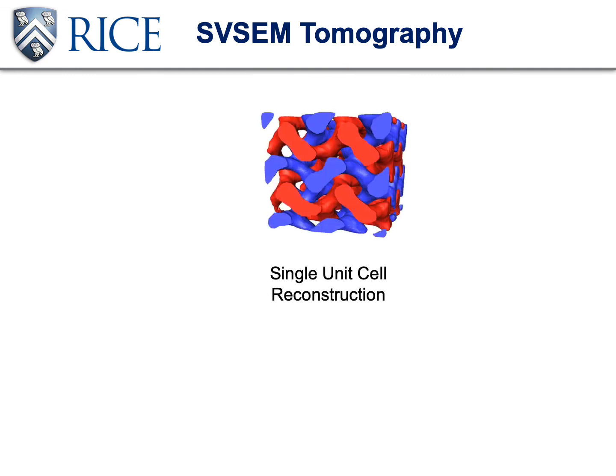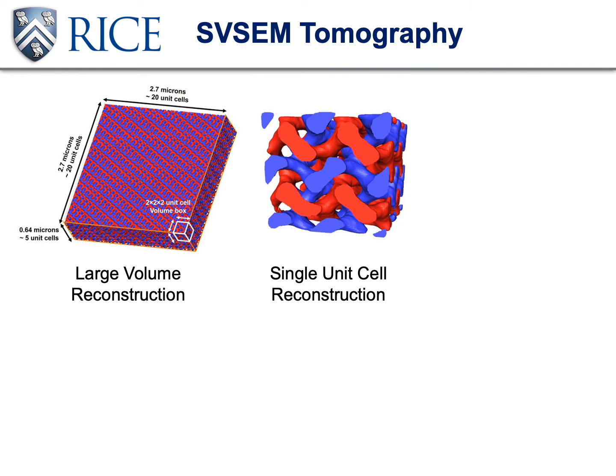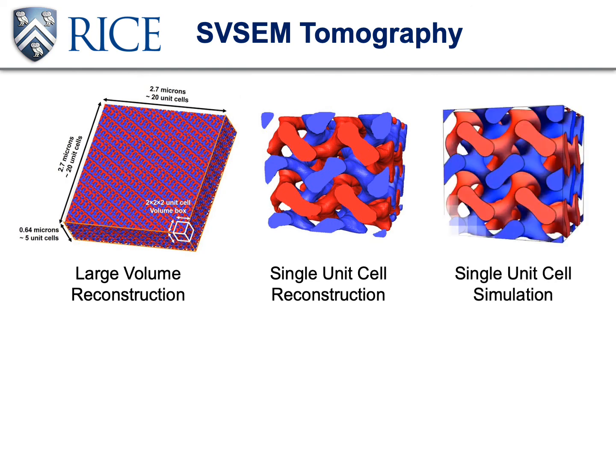Here is an example of a slice and view reconstruction of a double gyroid network. The advantages of slice and view are that it can provide large volumes of data compared to normal data collection methods, and it gives us high-quality, detailed reconstruction of the data, especially when compared to simulation data.